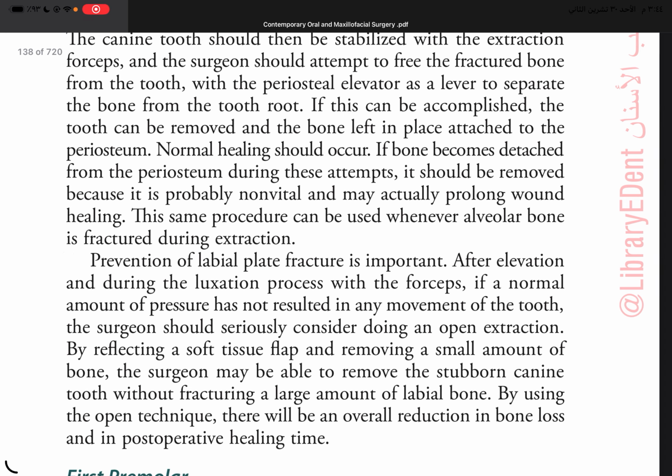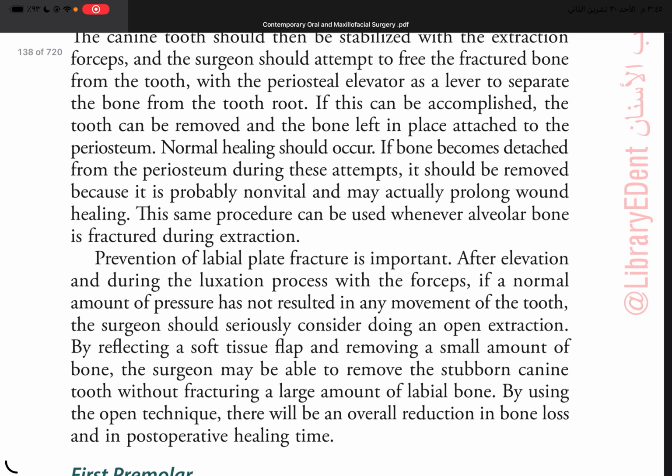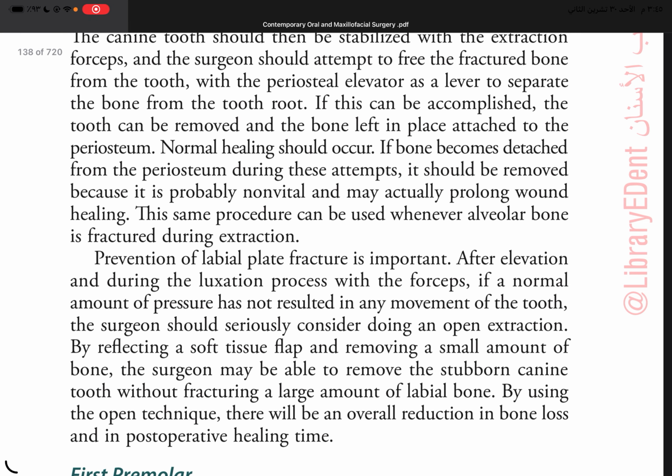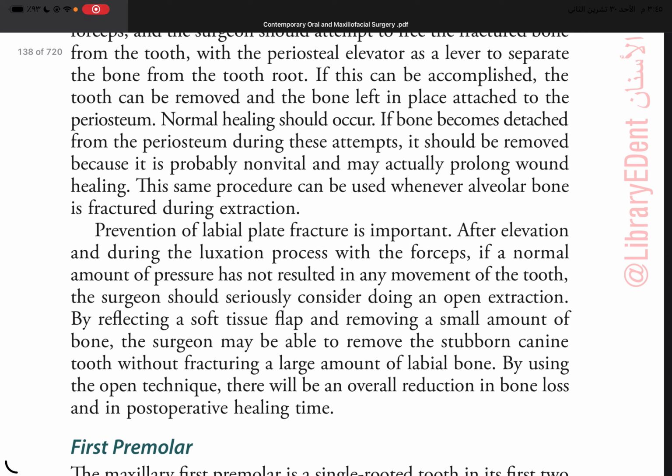If this can be accomplished, the tooth can be removed and the bone is left in place attached to the periosteum. Normal healing should occur. If bone becomes detached from the periosteum during these attempts, it should be removed because it is probably non-vital and may actually prolong wound healing. The same procedure can be used whenever alveolar bone is fractured during extraction.